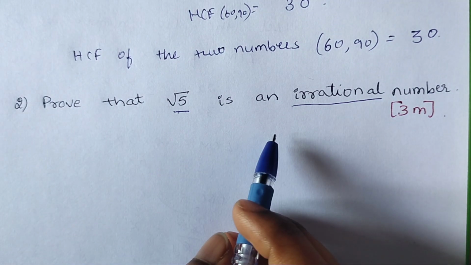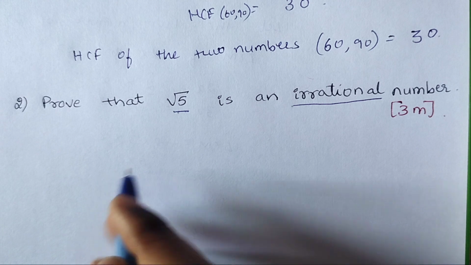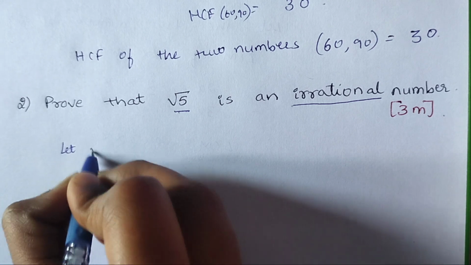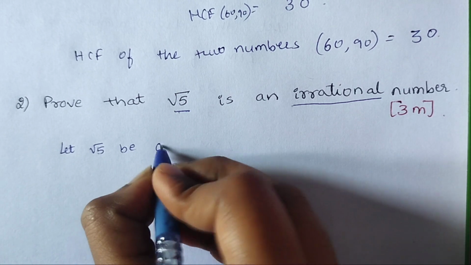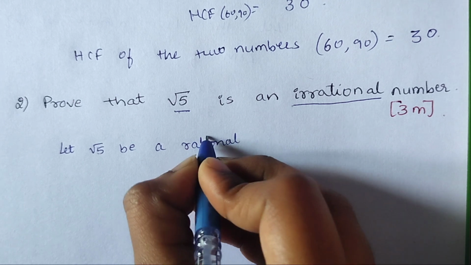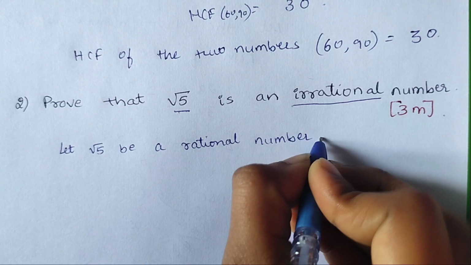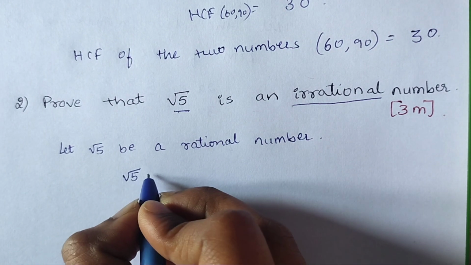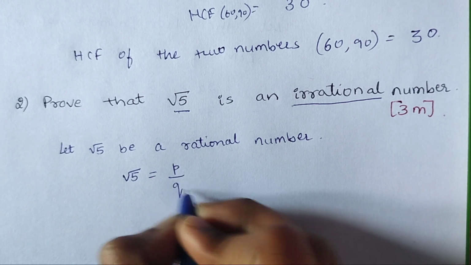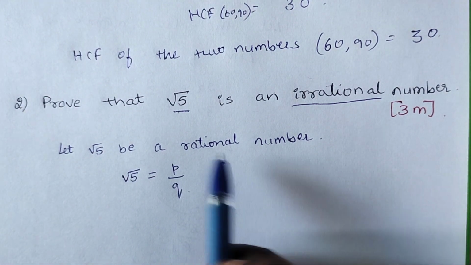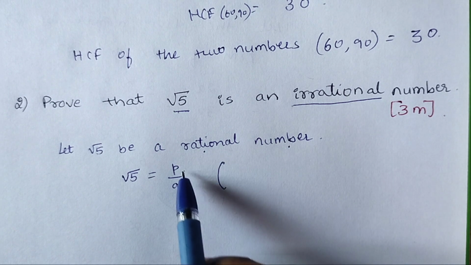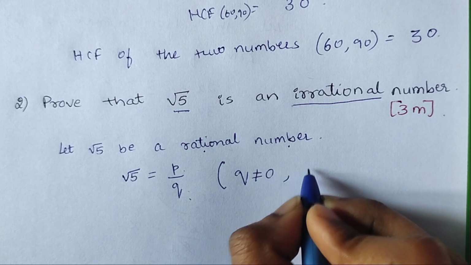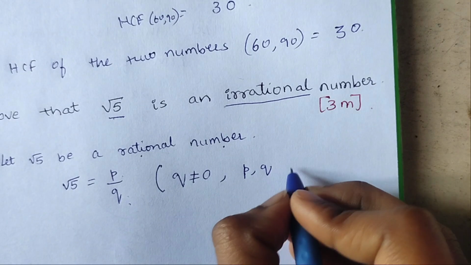In order to prove that it is irrational, we'll go with the contradictory method. That is, we will assume that root 5 is a rational number. So let root 5 be a rational number. Now we know that root 5, we have assumed it as a rational number, I can write this as root 5 is equal to p by q, because rational numbers are the numbers which can be represented in the form of p by q, where q is not equal to 0 and p, q are co-prime numbers.